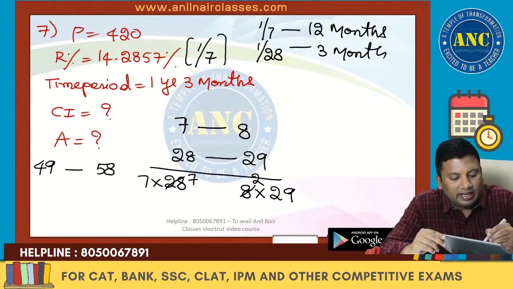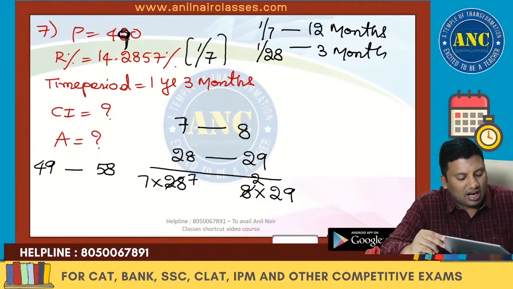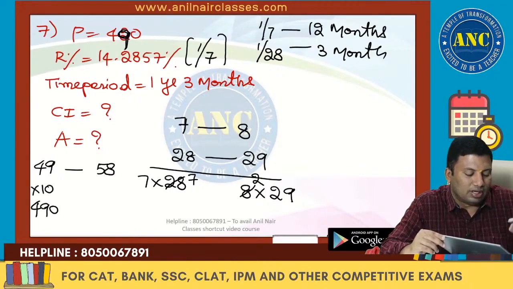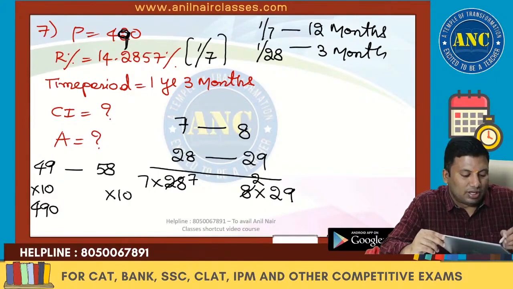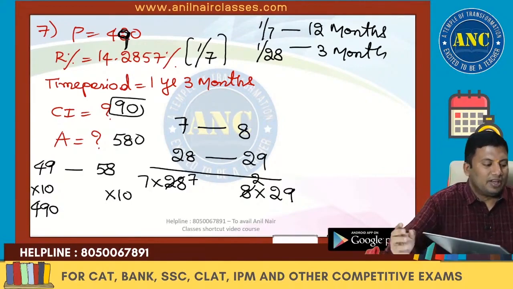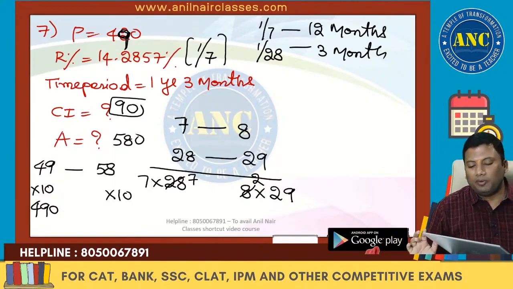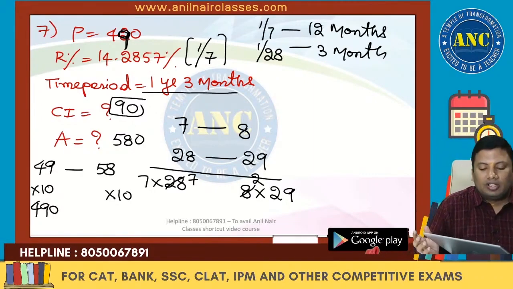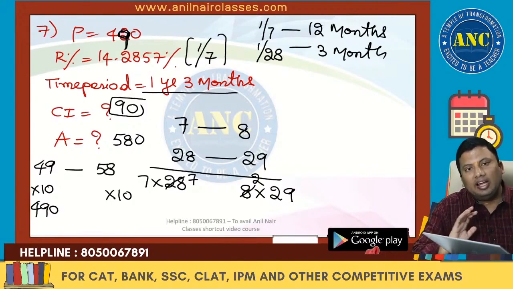So let me take it as 490. We will start with some easier calculation. 490, so it is into 10. It is also into 10. Amount is 580. CI is nothing but 9 into 10, 90. I hope the idea is clear. 1 year 6 months, 1 year 2 months, 1 year 3 months, anything you can do.